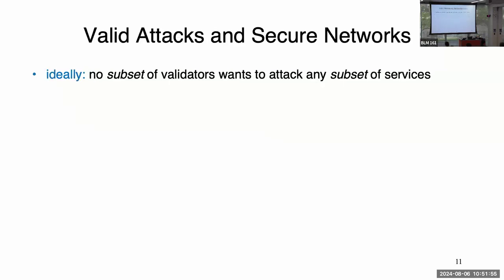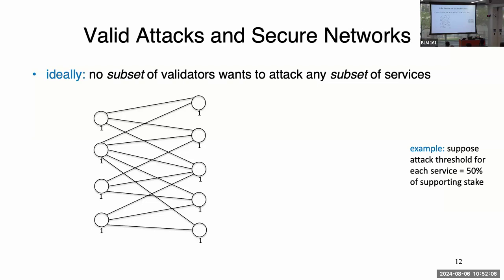So let's think about that a little bit more. Ideally, no subset of validators should be in a position to carry out a profitable attack on any subset of services. So this is the same network. I've just turned all the sigmas and all of the pies into ones. You can look at this network and ask, is this a secure network? Well, at least the total stake 5 is bigger than the total reward you could get, 4. So it's a good sign. It's a necessary condition for security. But again, we want it to be that no subset of validators can attack any subset of services profitably.